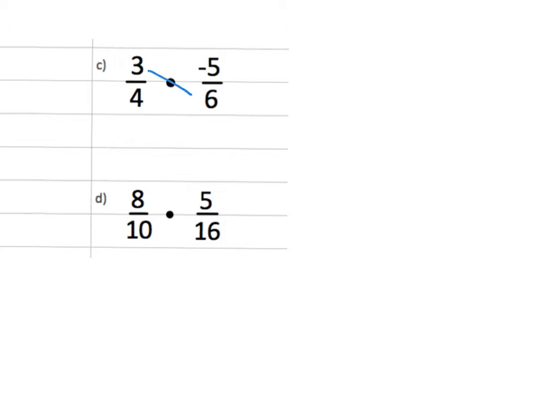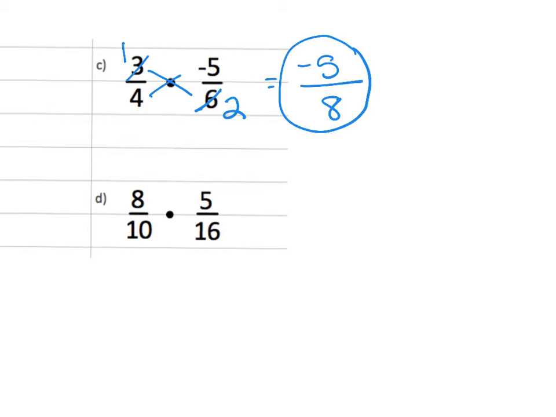Cross simplification, 6 and 3, both divided by 3. 3 goes into 3 once, 3 goes into 6 twice. The other way, 4 and 5 really can't do anything. So 1 times -5 gives me a -5. 4 times 2 gives me 8. 5 and 8 cannot be simplified, so my answer is -5/8. Try doing letter D by yourself.